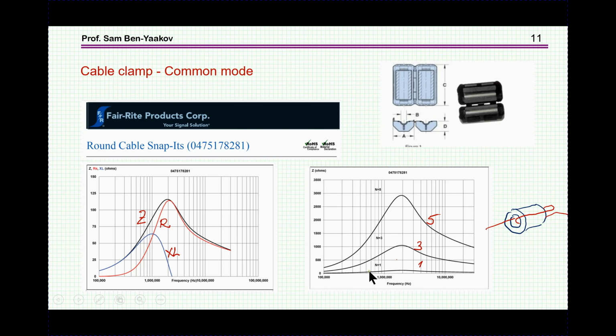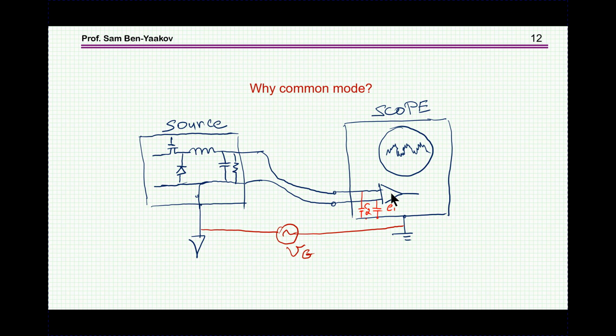So if you have one wire just going through, you have a certain value, and then if you have 3 turns, it'll be like times 9, and 5 turns, it'll be like times 25. So this is like any other inductor, dependent on the number of turns. So what is really the purpose of the clamp-on ferrite?